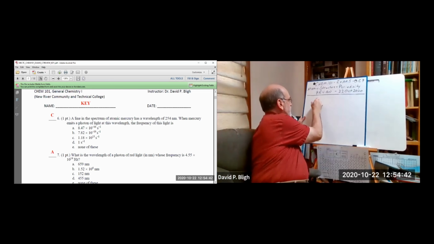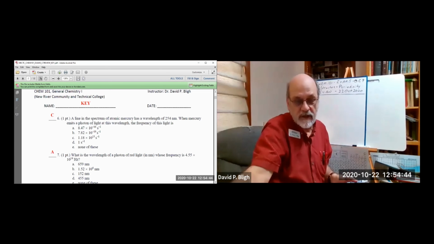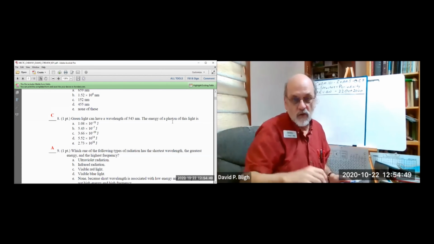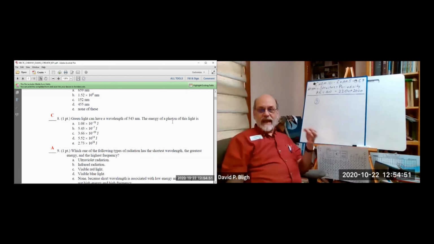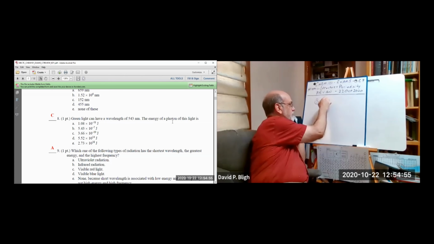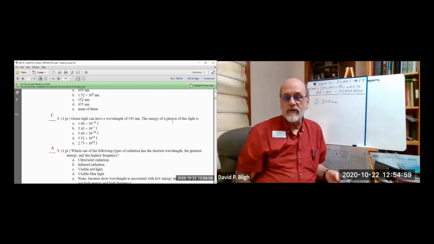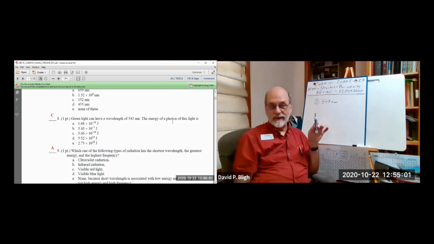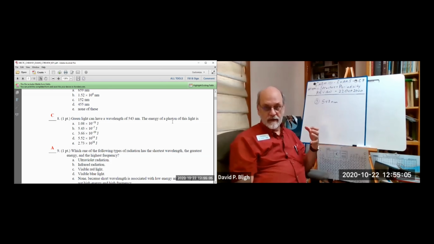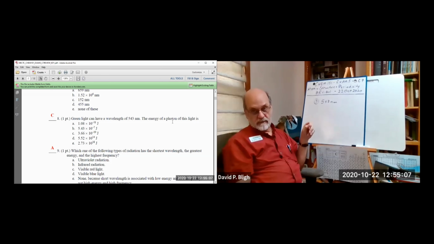Number 8. Let's rotate, let's scroll. There we go. So green light can have a wavelength of 543 nanometers. The energy of the photon of this light is what? In joules, right? So we need standard measures. There again, we need meters.